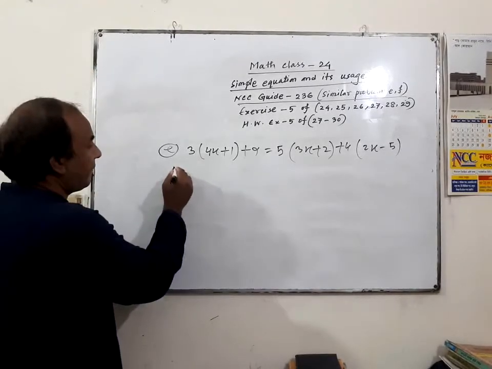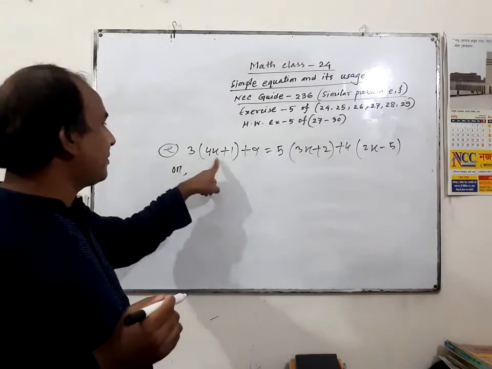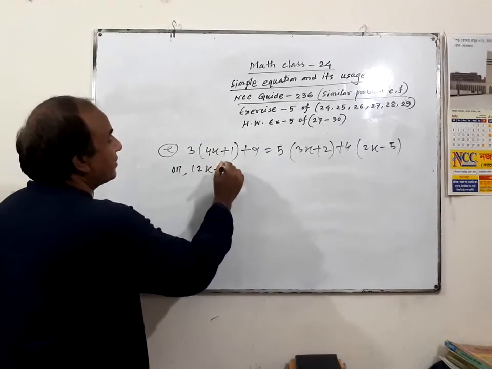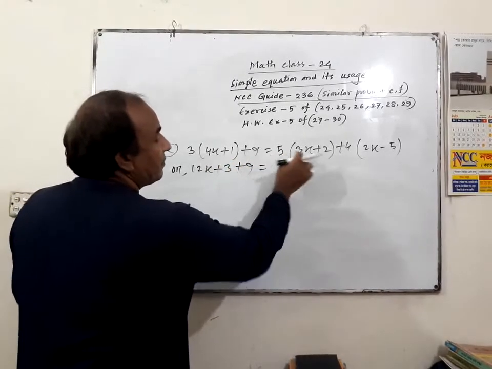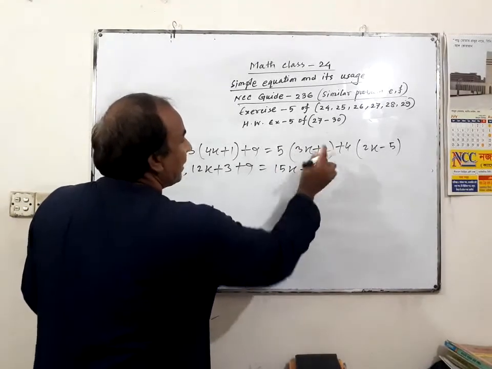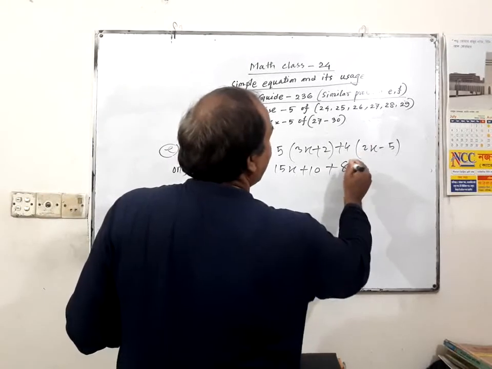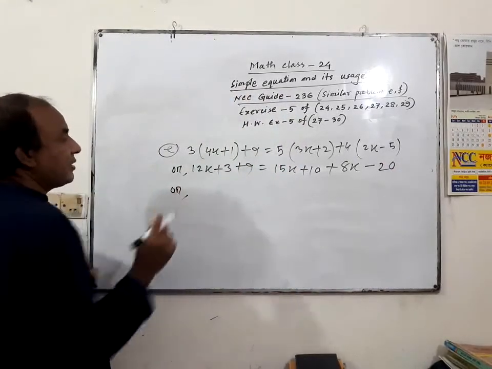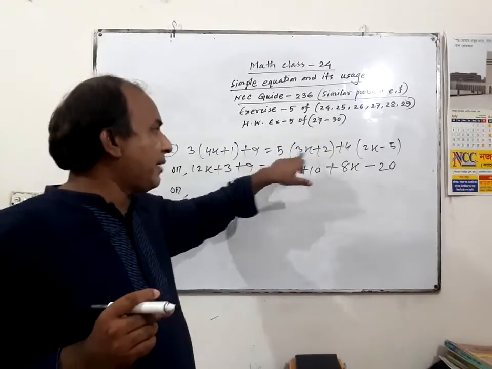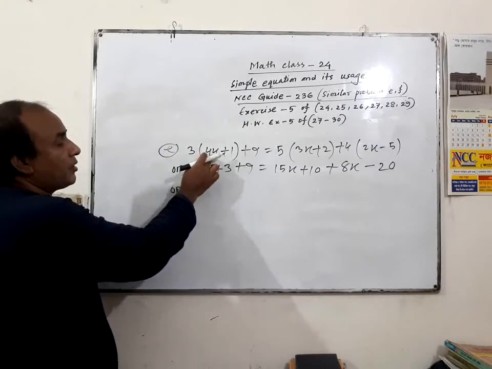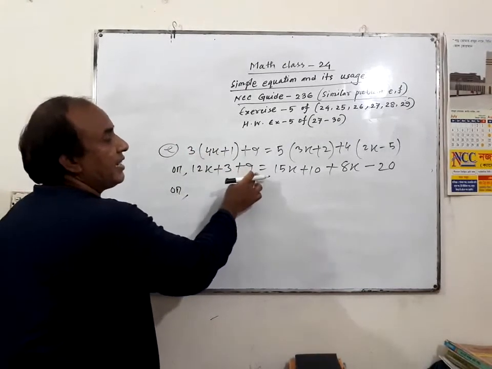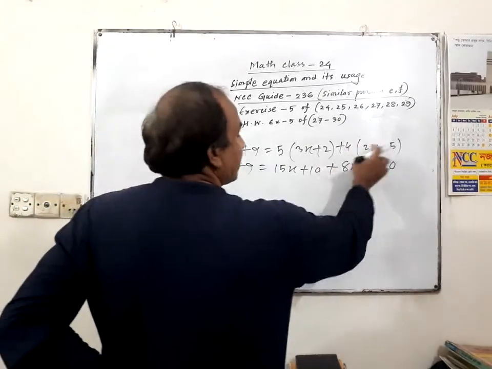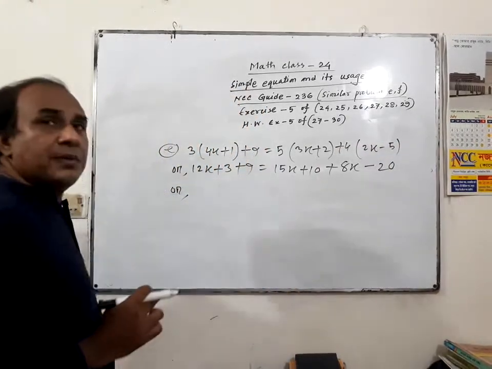Same way, firstly we have to multiply by 3. 3 4s are 12x, 3 1s are 3, 5 3s are 15x, 5 2s are 10, 4 2s are 8x, 4 5s are 20. Just, dear students, multiply by 3, multiply by 5 and multiply by 4.